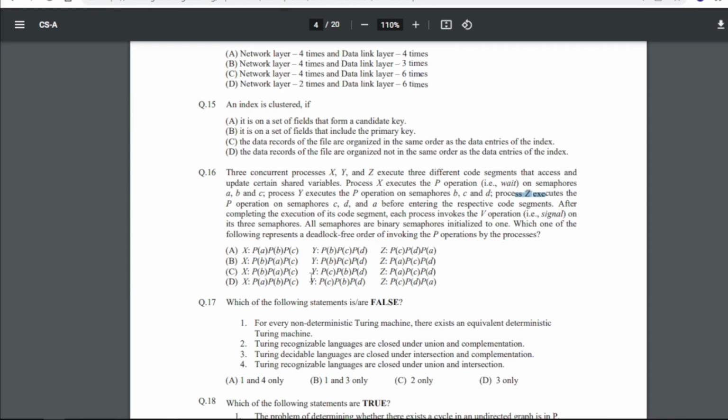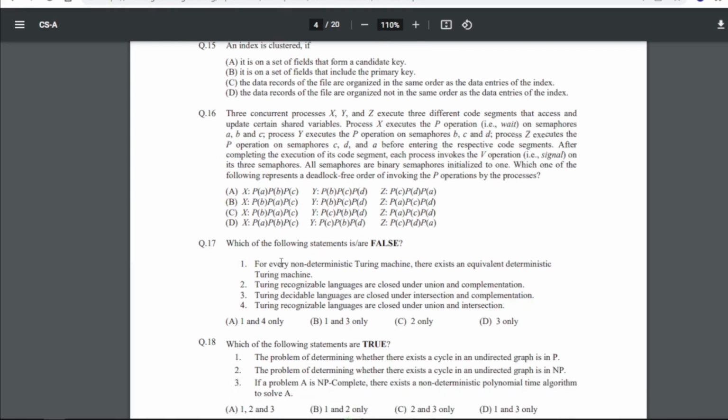So for 16, our answer will be B here. X is PB, PA, PC. Y will be PB, PC, PD. Z will be PA, PC, PD. So I hope you have already solved this question, and if not, then still I hope you remember how the process works for semaphores, right, with the processes.